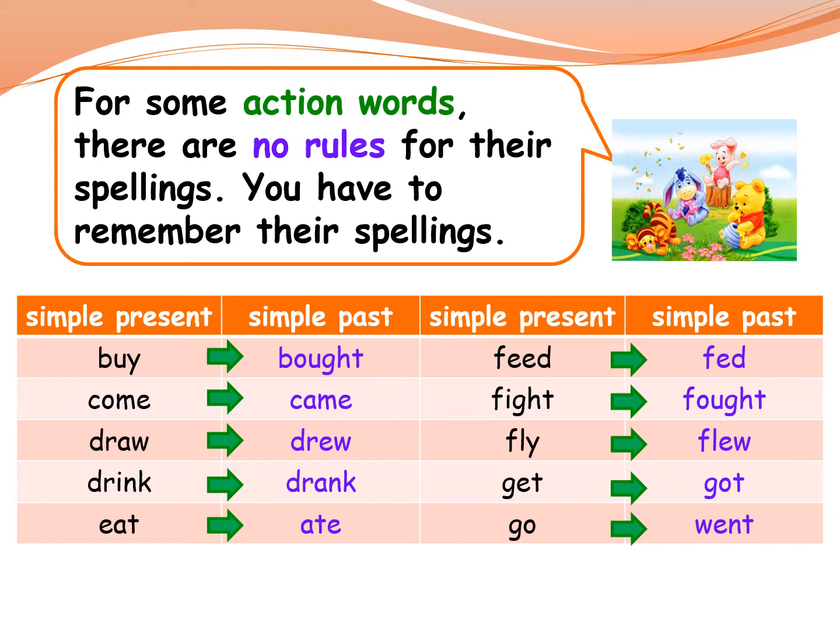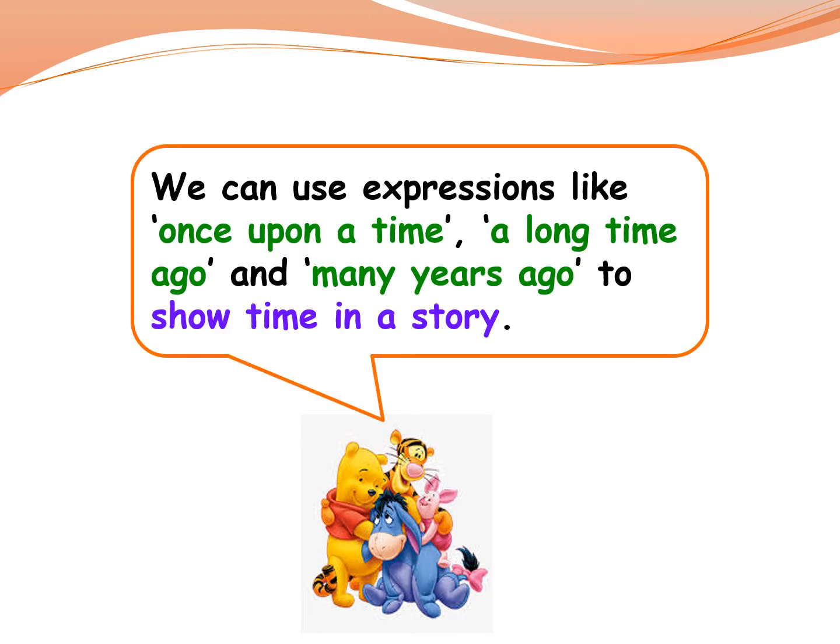There is a table at the back of a dictionary about the spelling of the simple past tense of those words. You can find those words if you have interest in it. Now let's come to our lesson. Today we'll talk about the use of simple past tense in a story. And how do we know that we're reading a story? We can use expressions like once upon a time, a long time ago, and many years ago to show the time in a story.